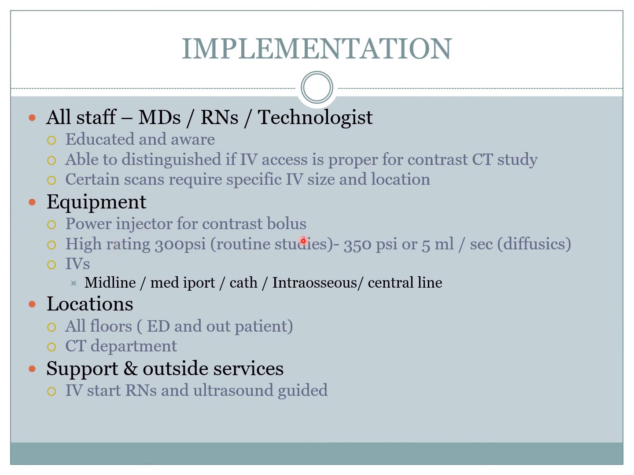The equipment that we use, as I mentioned, is a power injector, and the high ratings we use are about 300 psi for routine studies and 350 psi for higher rates. We do go in at 5 milliliters per second. So imagine pushing 5 milliliters per second into an IV. This applies to everyone involved on all floors, the emergency department, even outpatients, the patients that just come in for routine studies, and all of the CT department, because that's our job, to get the correct study.